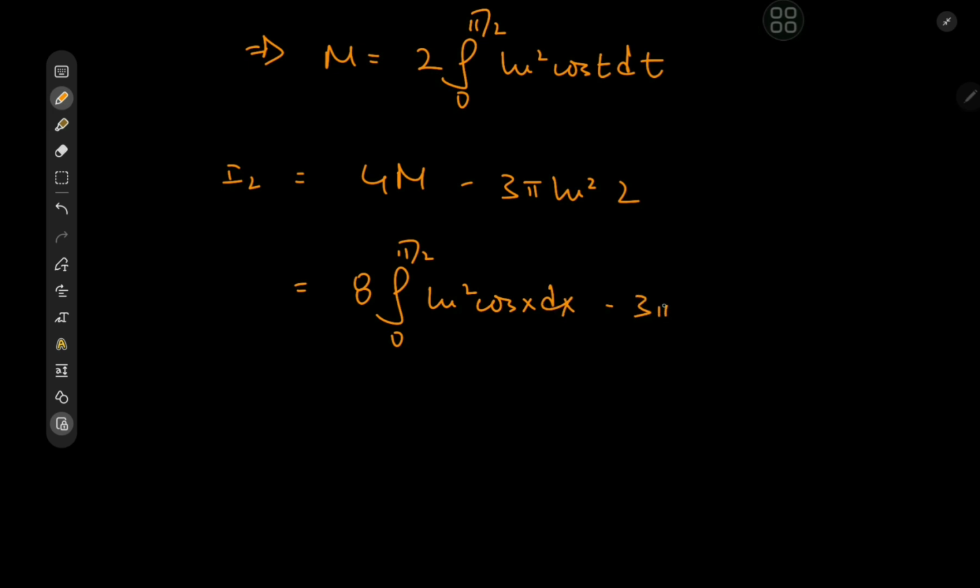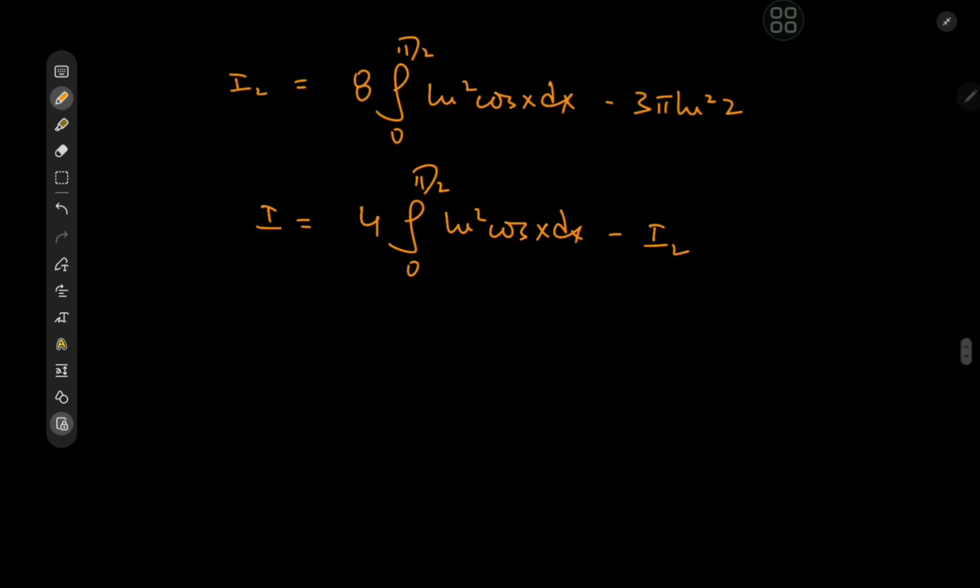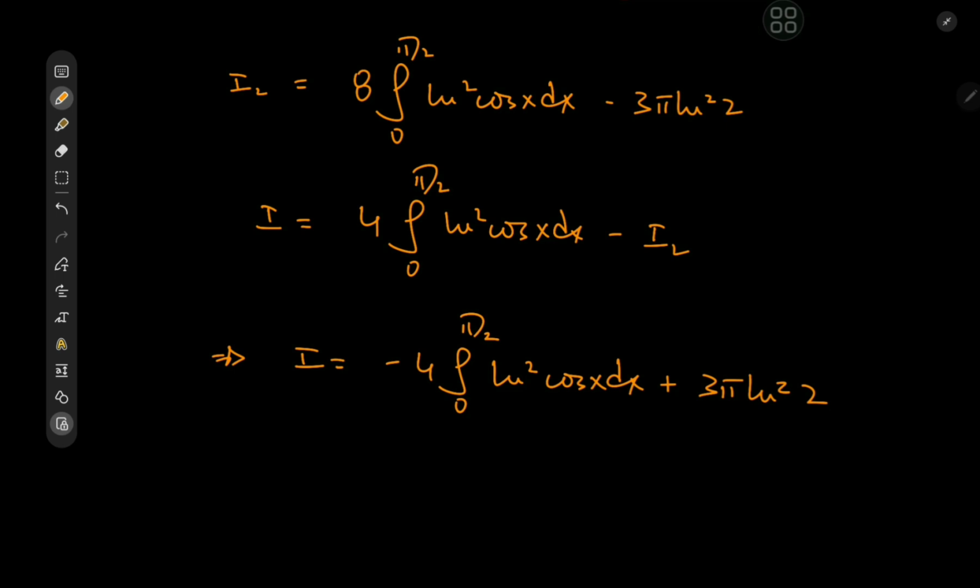And we also have this negative 3 pi log square 2. And what about the target integral I? Well, that was equal to 4 times the integral from 0 to pi by 2 of log square cosine x dx minus the integral I sub 2. And this implies that I here is now negative 4 times the integral from 0 to pi by 2, terribly sorry about that, of log square cosine x dx plus 3 pi log square 2.